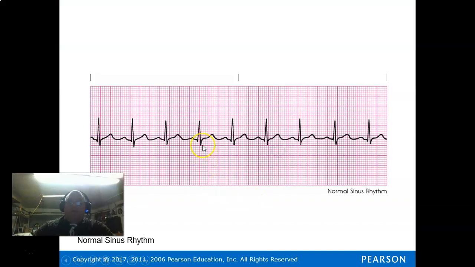All right, so if I take a look at this, let's look at the rules. Does it fit? Is it regular? Yes, it's regular. Again, two ways to determine the heart rate. The first way is to count the R peaks: 1, 2, 3, 4, 5, 6, 7, 8, I'm sorry, 9, guys. So it's a heart rate of 90 per minute.